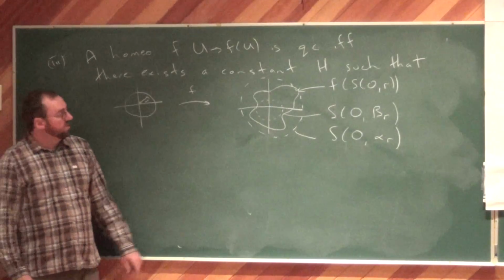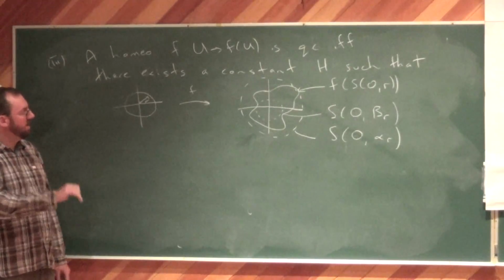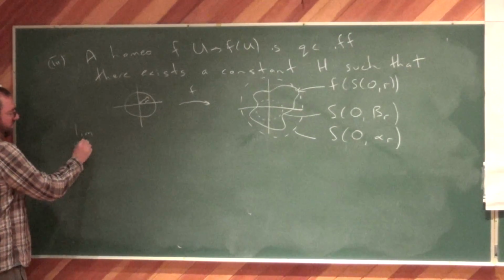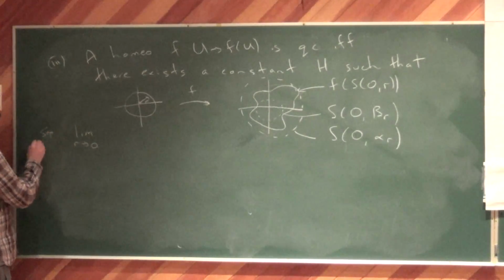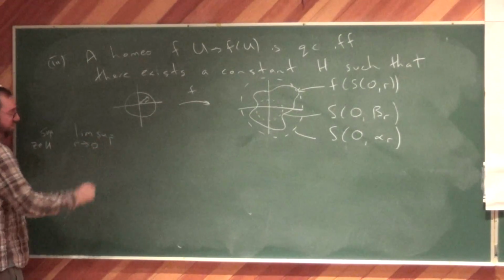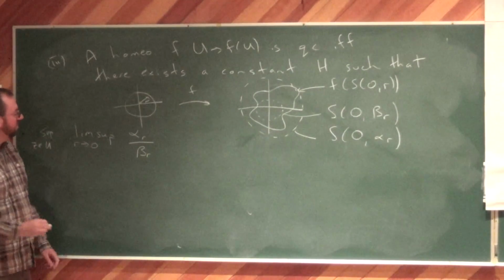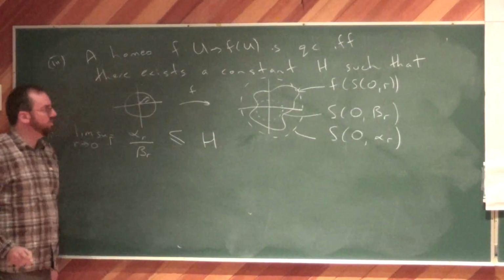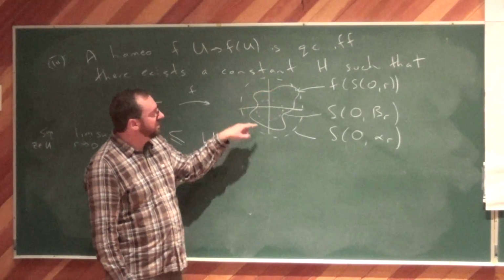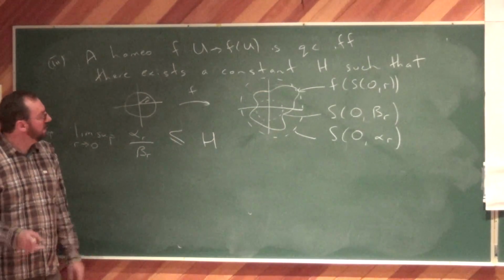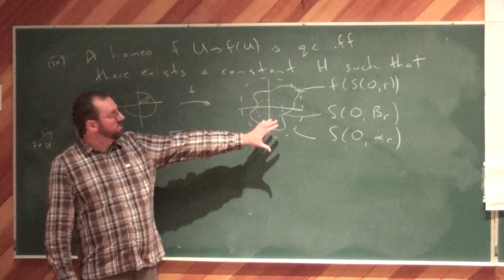So what we want is for the ratio of these two things to be bounded uniformly as we send r to 0. So we want the supremum over all z in the domain of the lim sup as r goes to 0 of alpha r divided by beta r to be less than or equal to h. So the image of small circles of radius r are always going to be contained in some annulus which has bounded ratio of inner and outer radii as you send r to 0. So this is kind of a geometrical way of seeing what quasi-conformal maps do.